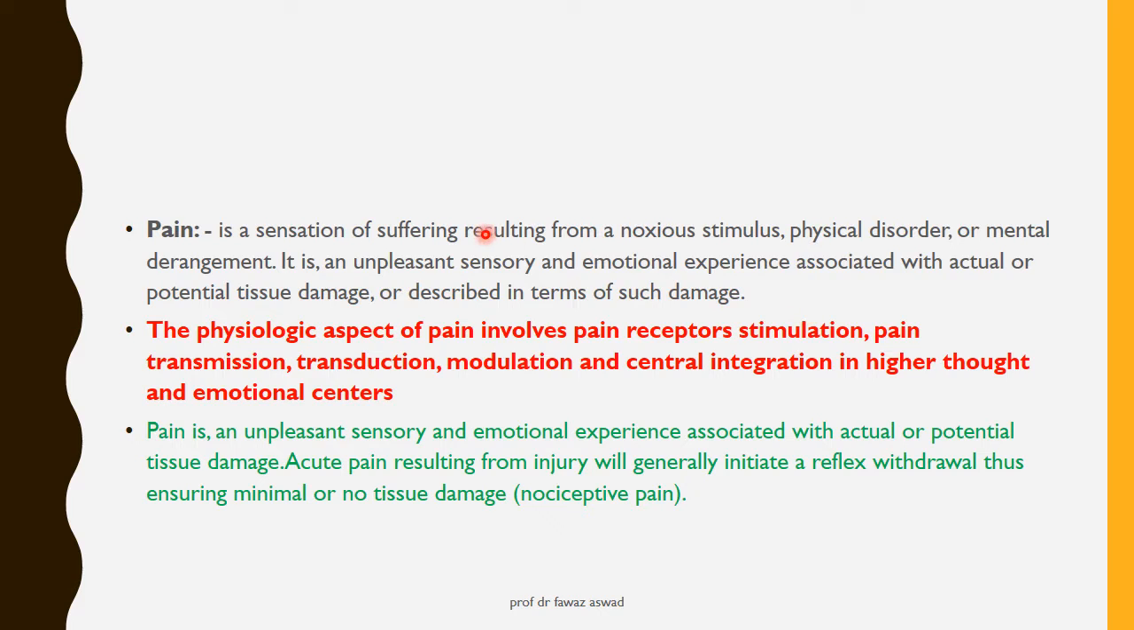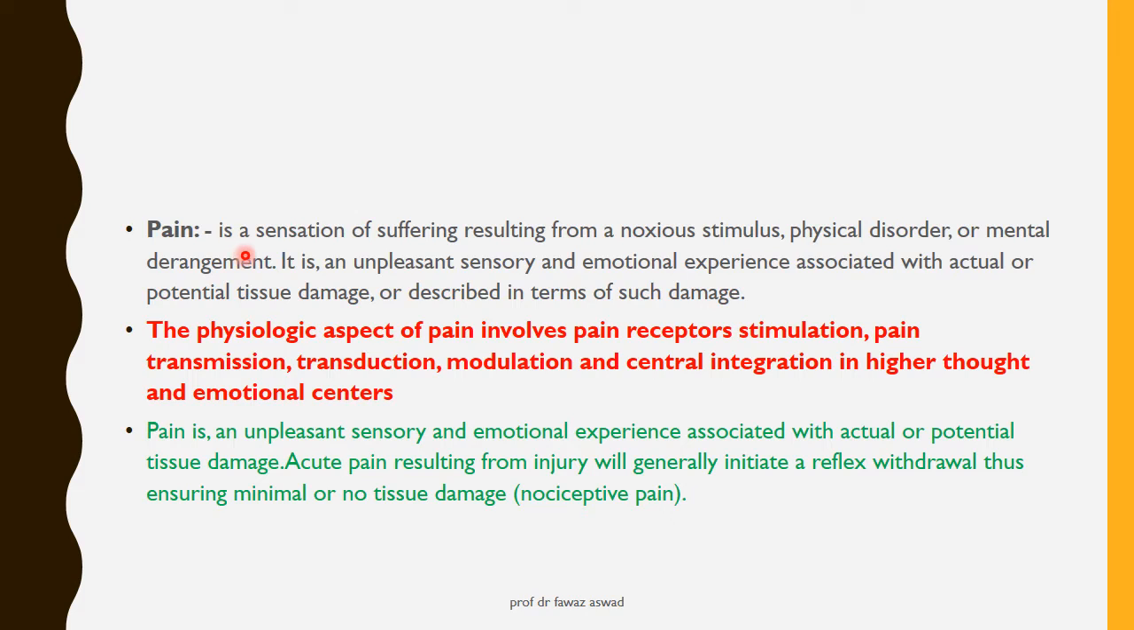So before we know the characteristic features of every type of pain that we are going to deal with, first of all, we have to know exactly what we mean by pain and what are the physiological aspects of the pain. Pain is a sensation of suffering resulting from noxious stimulation. Sometimes it may be associated with a physical disorder or mental derangement. It is considered to be an unpleasant sensory and emotional experience, and mostly associated with actual or potential tissue damage.